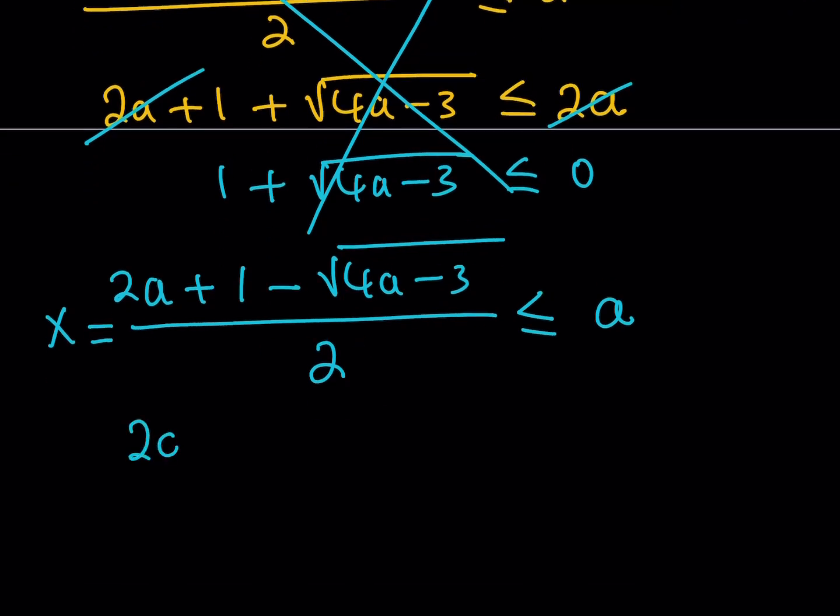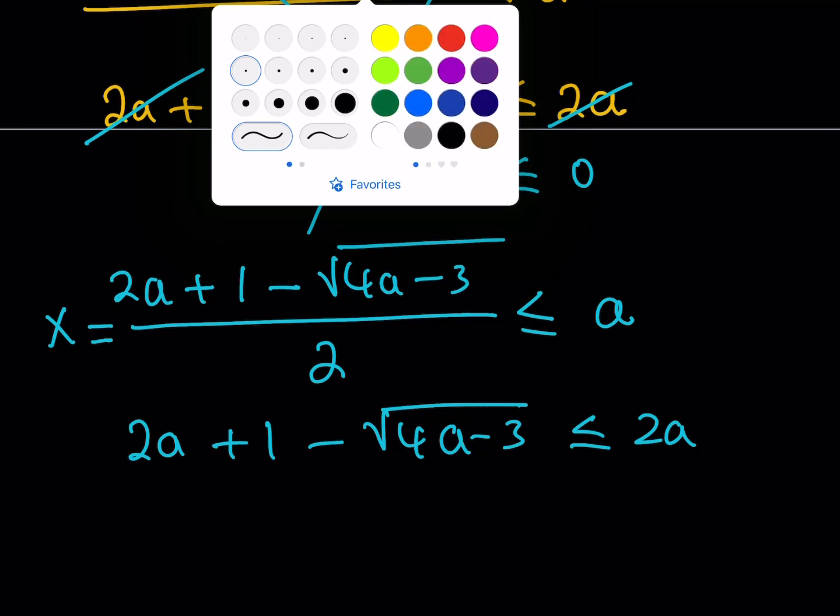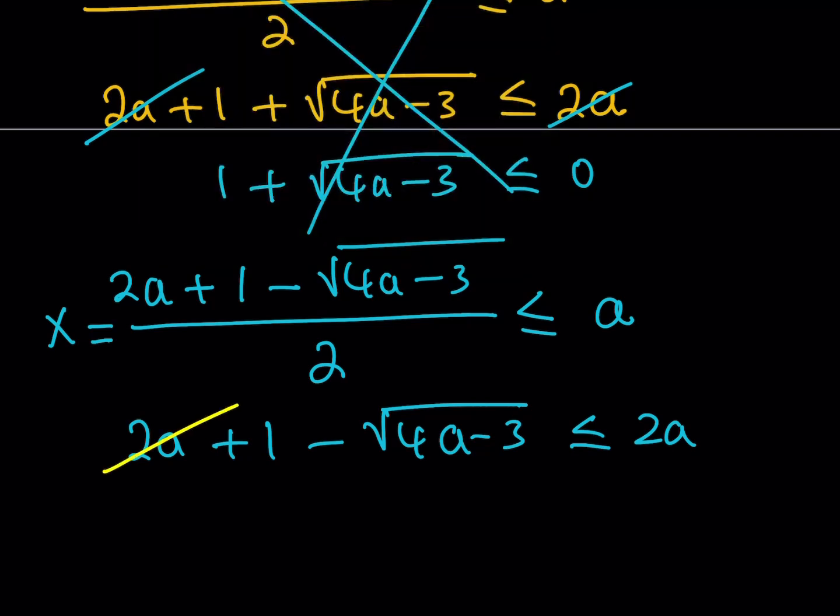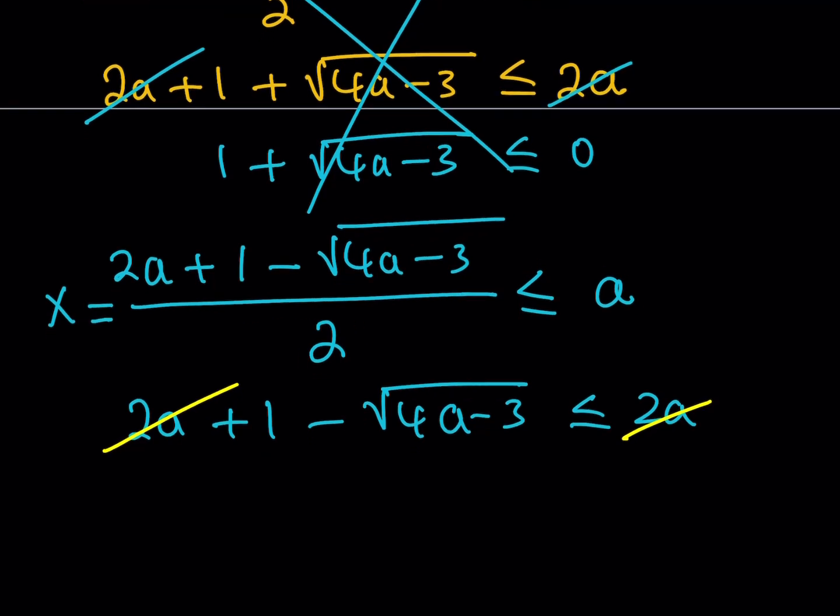Cross multiply again, similar approach, and this is going to give us 2a, and obviously one more time I can cross out the 2a, and we should be getting something nicer. Now if you put the radical on the right hand side and then write it on the left hand side, kind of like move that around a little bit, you should be getting something like this.